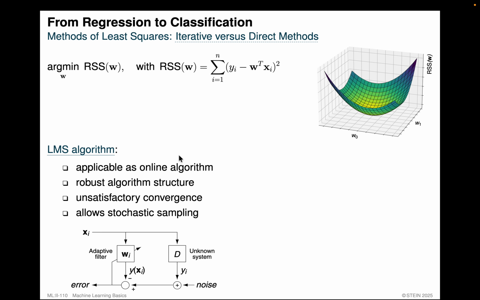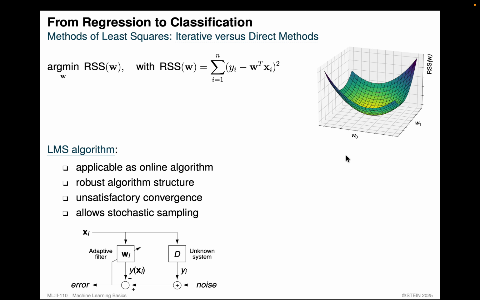The LMS algorithm is applicable online. It is robust. It has a robust structure. So these are just some properties of the algorithm. The convergence of the algorithm is not very satisfactory, which depends, of course, on the fact that we are just randomly choosing any examples, but not systematically looking at all examples. So we are just doing partial optimization against the data. And it allows stochastic sampling.